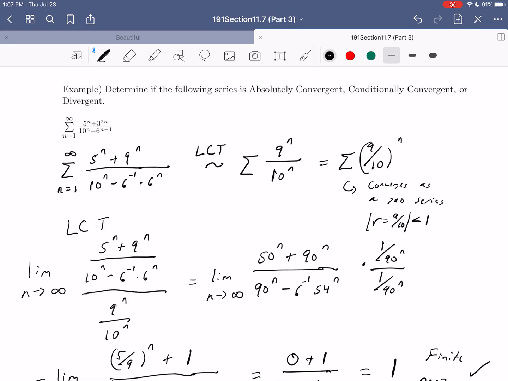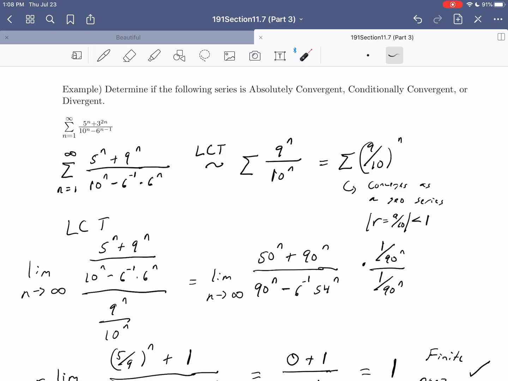So the only reason I wanted to do this one is that it's actually very similar to some of the other ones we used LCT on. It's just to remind you that LCT gets rid of the non-necessary terms if they're all of the same type. In this case, everything was exponential, so we were able to pretty much ignore the 5 to the n and the 6 to the n and just focus on the most dominant terms. LCT starts to break down when you have different types of things, like if you have polynomials and exponentials.